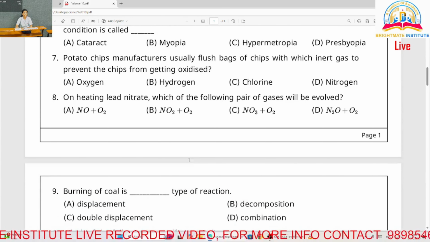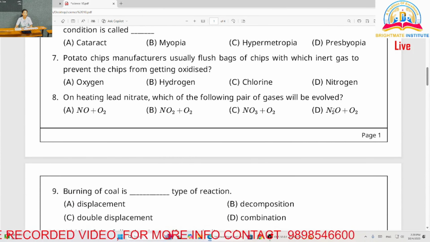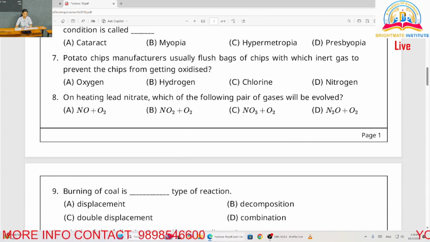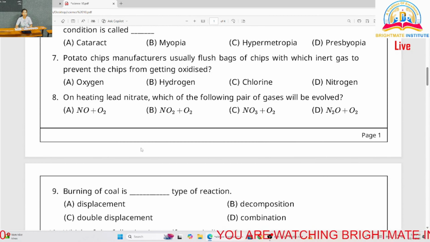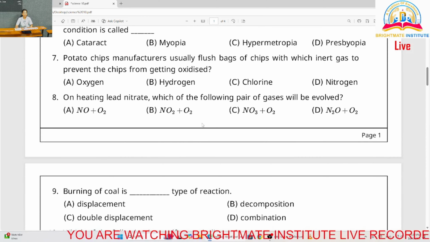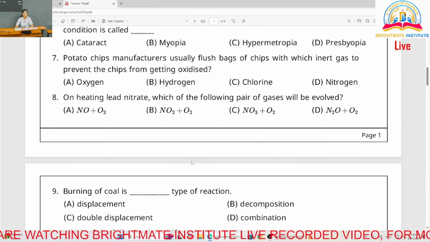Now on heating lead nitrate, which of the following pair of gases will be evolved? So on heating lead nitrate, what is the correct pair from the given ones? So which of the pair of gases will be evolved? That means which will be released. So it is NO2 plus O2. That is the correct answer, option B, NO2 plus O2. This is the correct pair which is released when lead nitrate is heated.